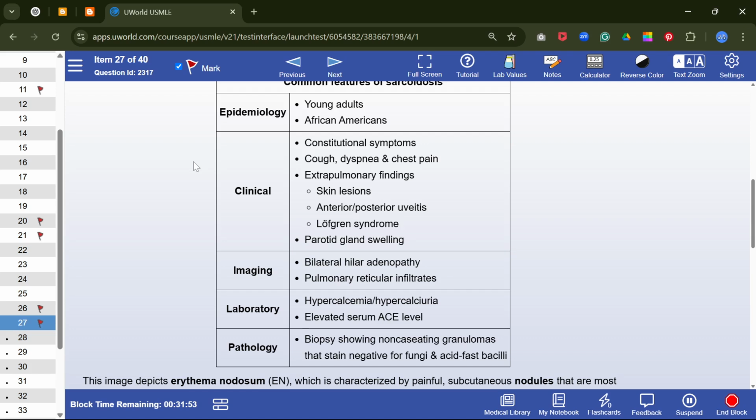Löfgren syndrome: fever and bilateral hilar lymphadenopathy, as far as I remember.